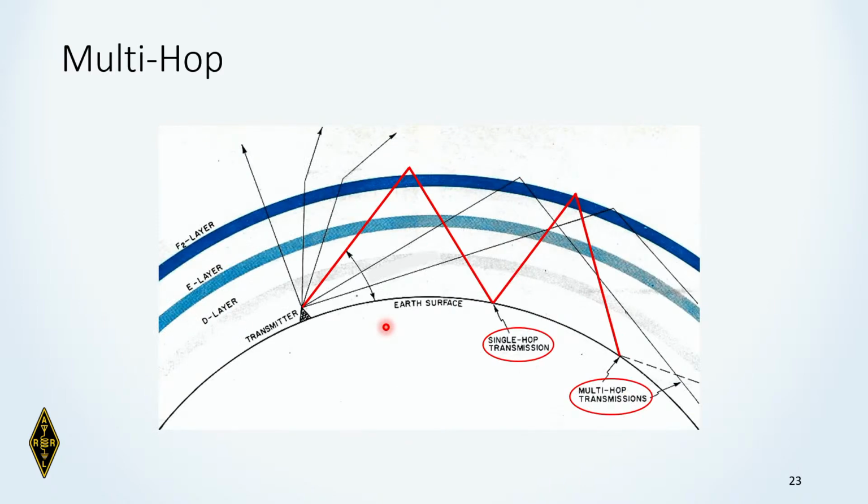The concept of multihop is when we go from our transmitter up to, and we'll use the F layer, the F layer, then we come back down, and then when it hits the Earth, it can go back up again for a second hop to the ionosphere and back down. So that's the concept of multi-hop.